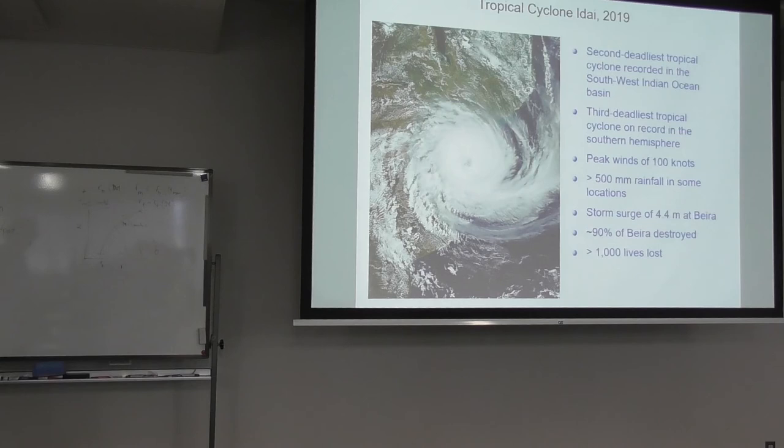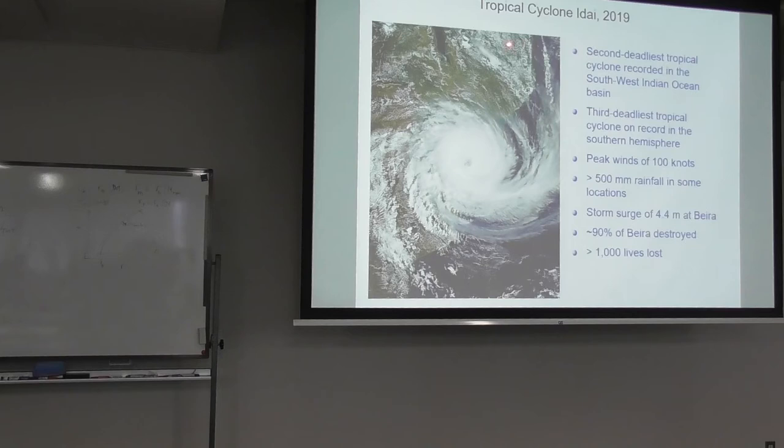I'm going to try to end by putting particular tropical cyclone events in the context of climate change. That's something we can do. We cannot say whether they're caused by climate change, that's ridiculous, but we can talk about how the probability is involved. So I'll talk about two storms.